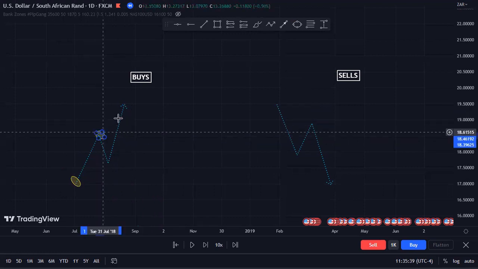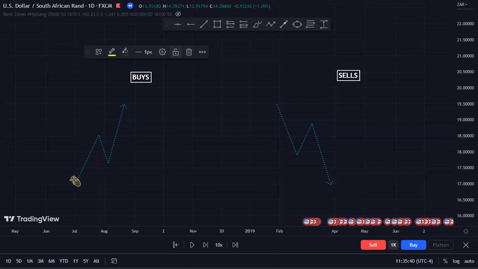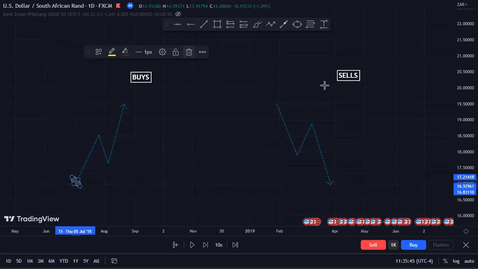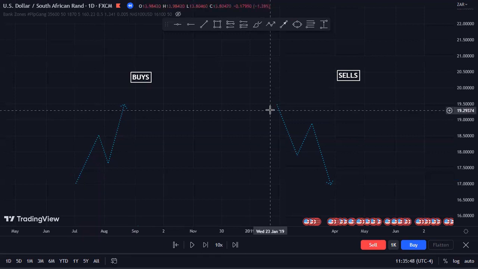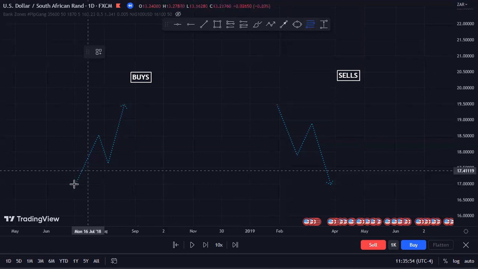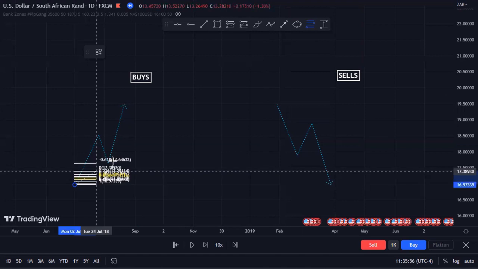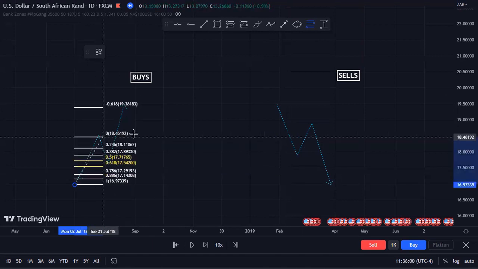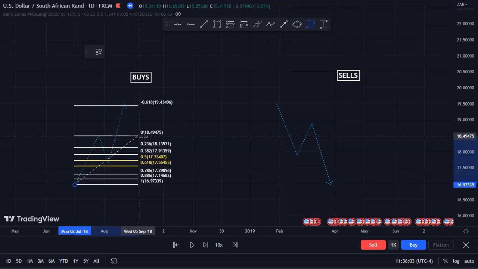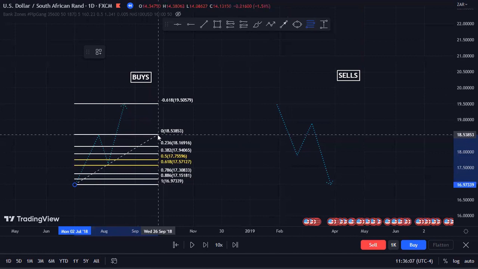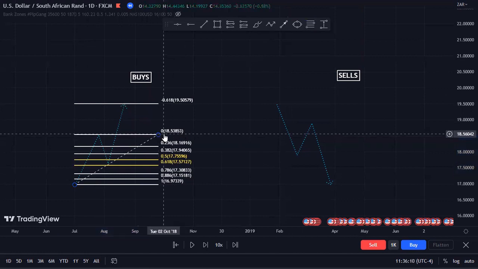Let me just remove this for you guys, then we'll move on. So from now, we move on to step 2, draw the Fib from your low to high. I'm going to get my Fib tool. Then we're going to draw it from my low to my high, which is right here. I'm just going to move this to the right so I can see all the numbers properly. And there we go. So step 2 is done.